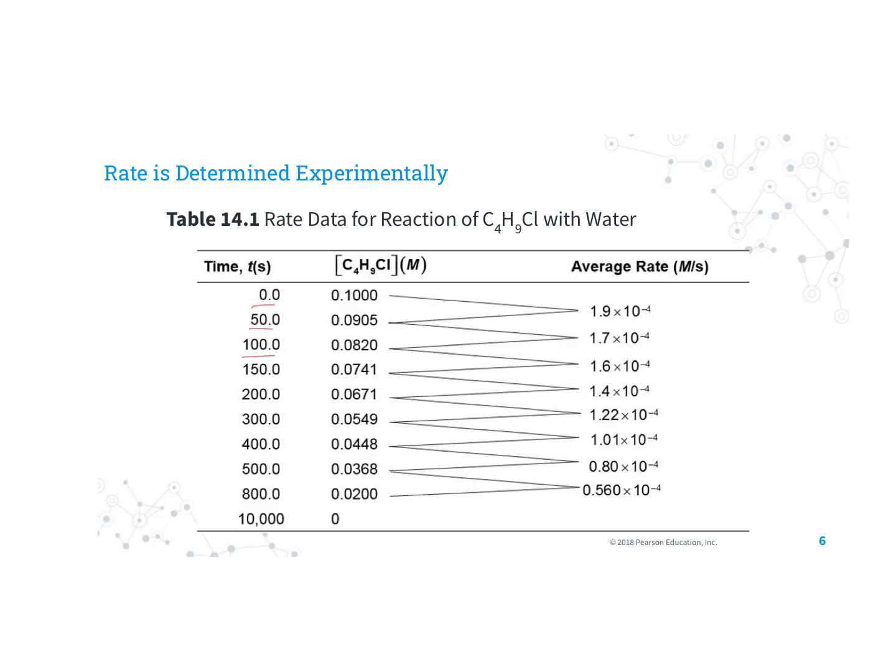In this case, this example shows the time in seconds, and then the concentration of what you're interested in. In this case, it's the reaction of C4H9Cl with water. And so we have C4H9Cl plus H2O, and that makes some sort of a product. We don't really know what that product is, but it makes some sort of a product.